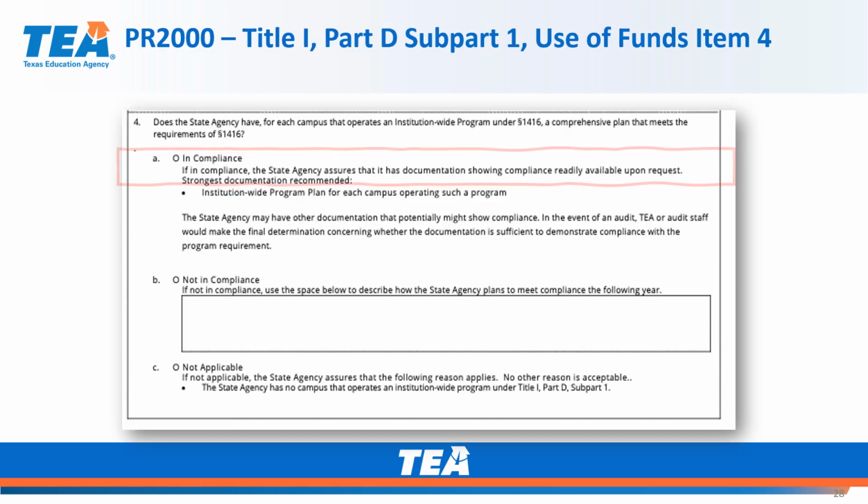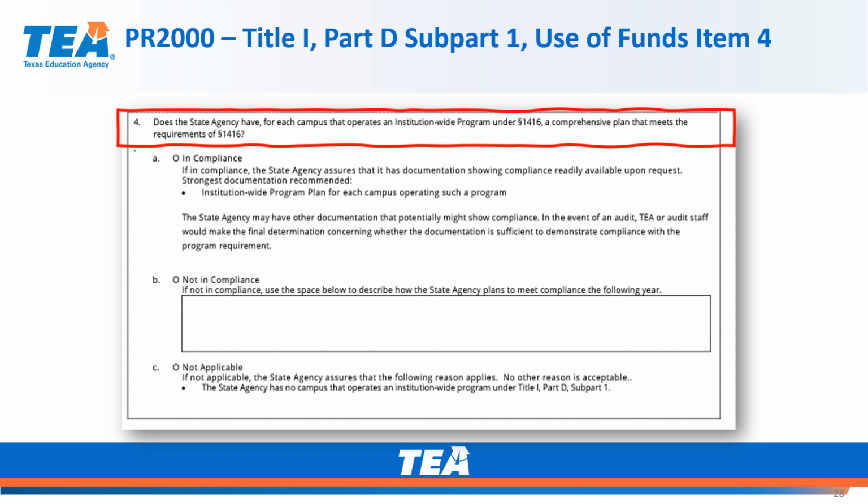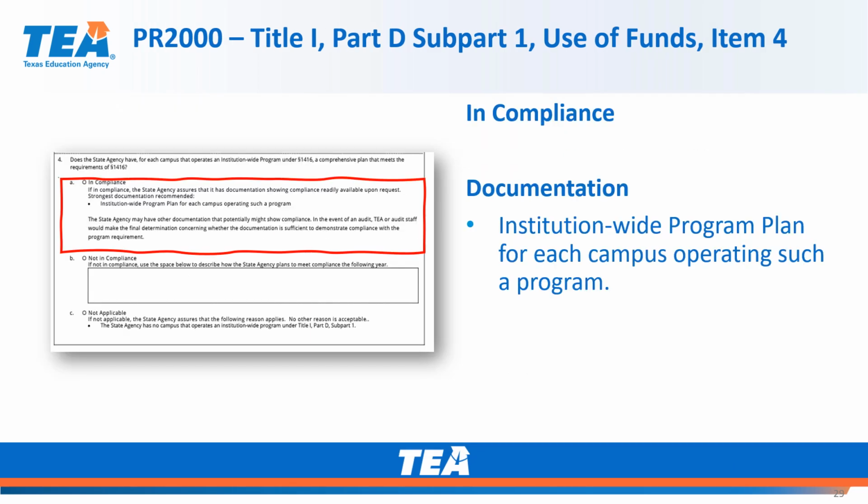Item 4 deals with state agencies operating an institution-wide program and their requirements as stated in statute. In order to comply with this requirement, state agencies must have an institution-wide program plan for each campus operating such a program. By selecting the green button for in compliance, the state agency is assuring that it has documentation of its compliance with this requirement, readily available upon request by TEA and/or an auditor.